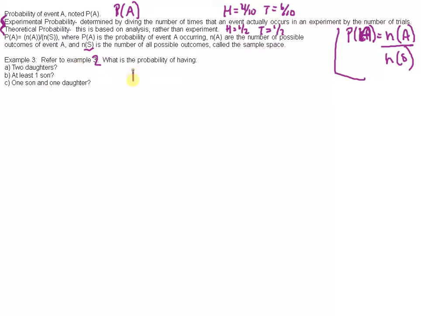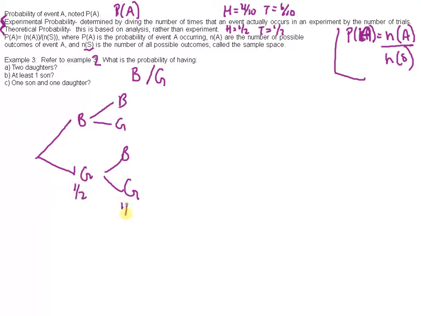So this is when you have equal chance of having a boy and a girl, okay? So what's the probability of having 2 daughters? So we kind of touched base on this already. So let's go boy, girl, boy, girl, boy, girl. Okay, if you're having 2 daughters, this is 1/2 and this is 1/2. Therefore, the probability of girl, girl is 1/2 times 1/2, which is 1/4.